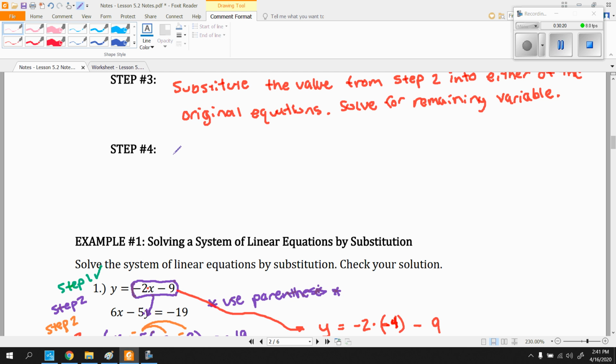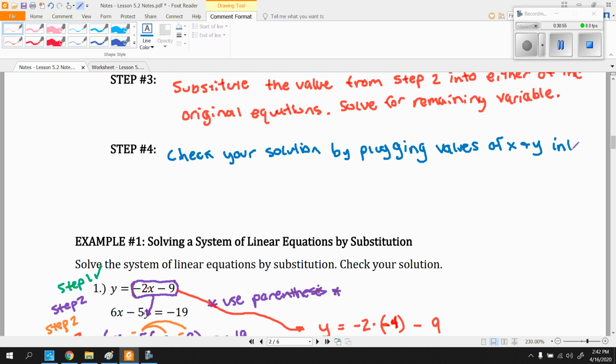Our last step is check your solution by plugging in values of x and y into original equations.